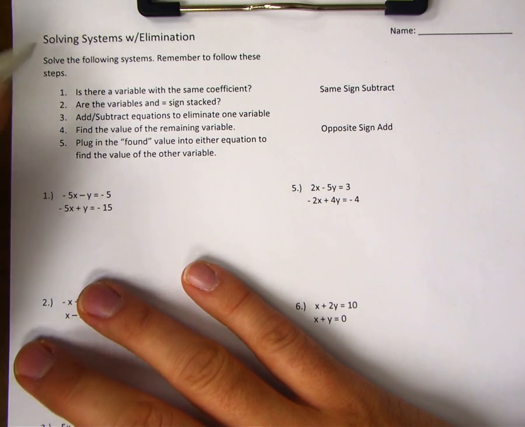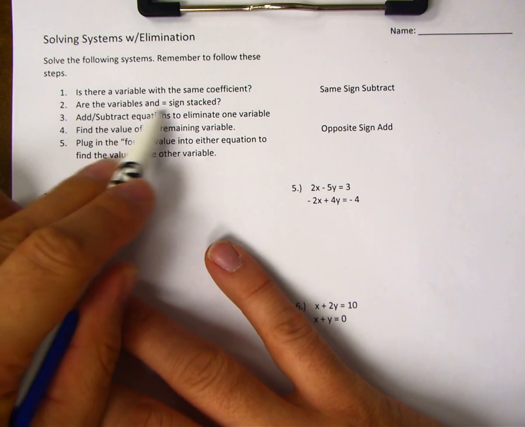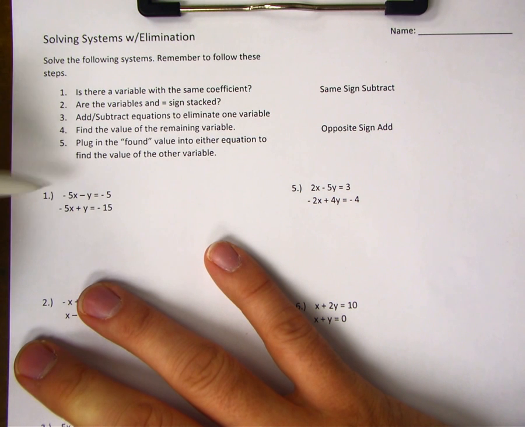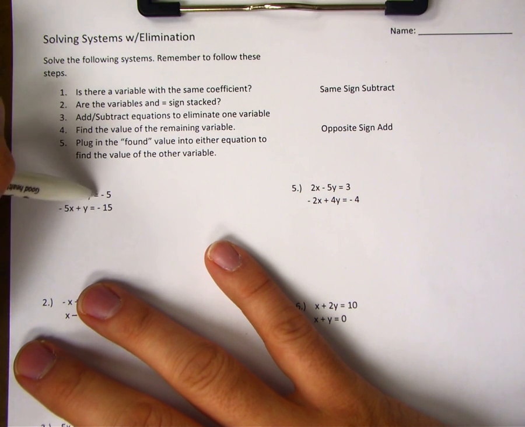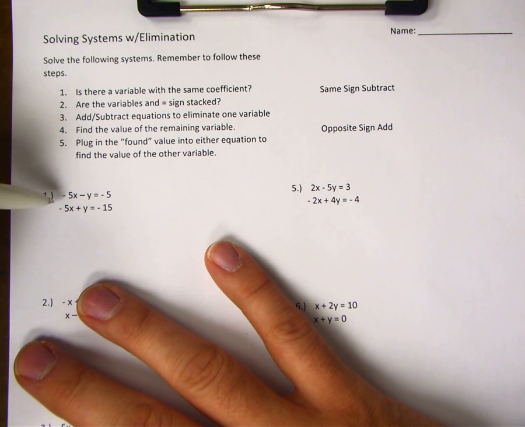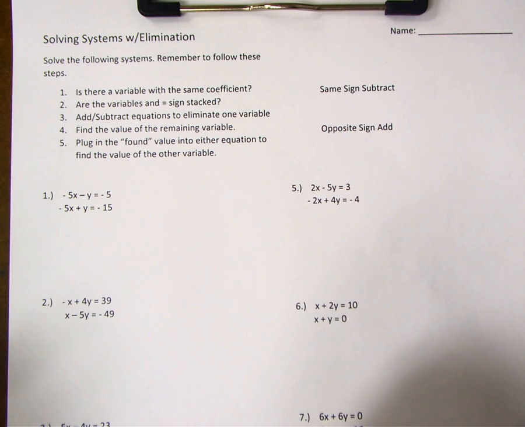All right. The next thing you want to do is ask, are the variables and the equal sign stacked? So they are stacked. The x's are on top of each other, y's are on top of each other, the equal signs are on top of each other. Everything has to line up when you're doing elimination. And if it's not lined up, then you'd have to either manipulate it to make it line up, or you could do substitution or graphing.